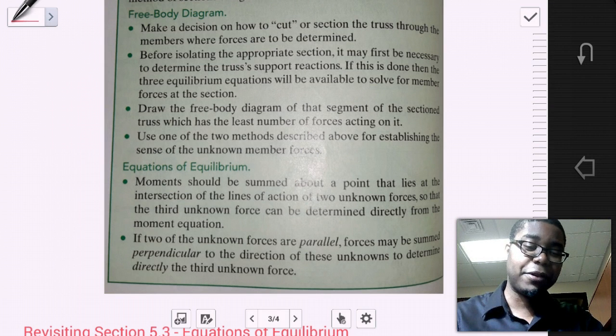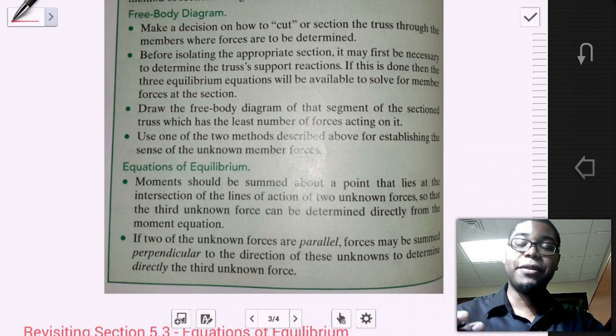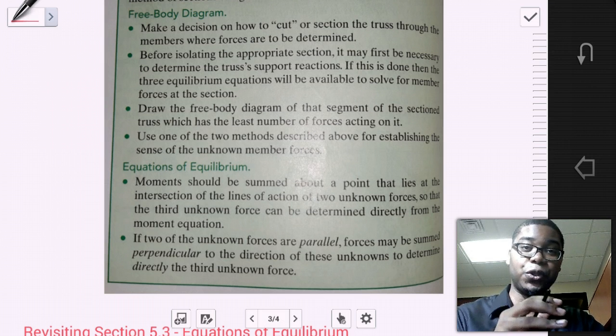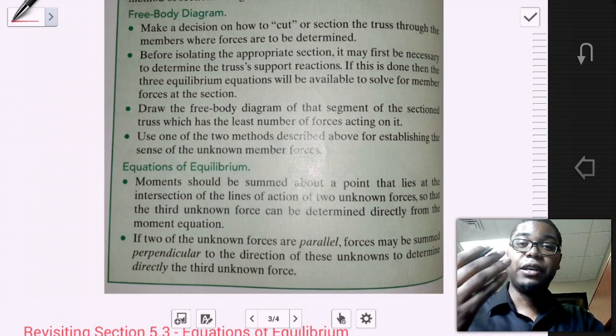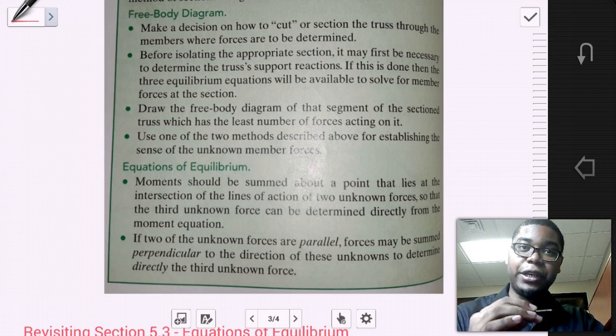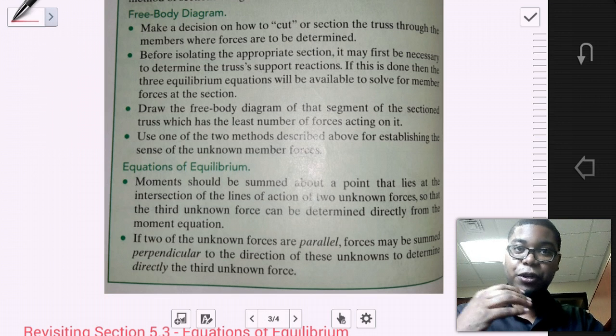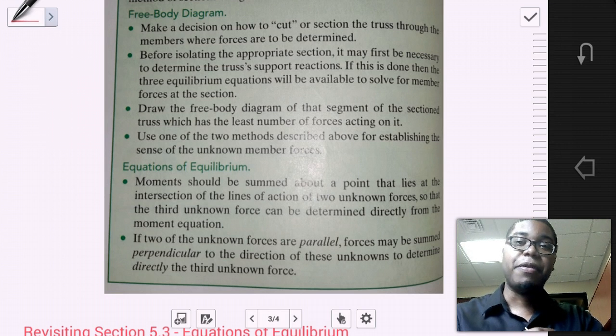Now, when you're trying to apply those equations of equilibrium, you need to identify the sense of those unknown internal forces that have been exposed via the section. You can either use the inspection method, where we look closely and identify what should be the positive sense, should it be tension or compression? Or, when in doubt, we can assume that all of the internal forces that develop in those members are under tension, and then, at the end, find out if they're tension or compression.